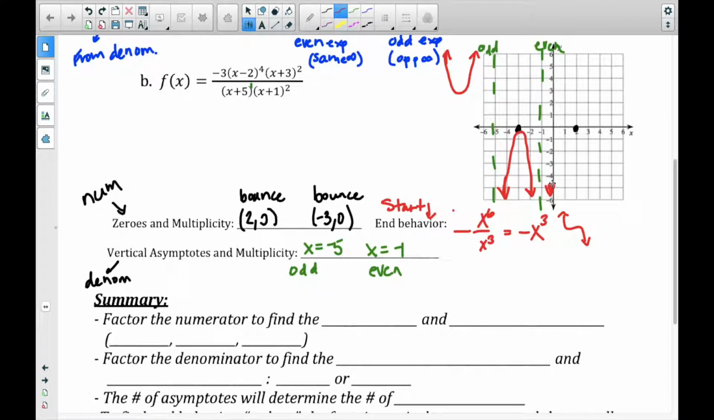Now, I need to head towards my intercept. And again, I do have one, so that's good. And at that point, I'm supposed to bounce off. So I'm going to come up here, bounce off, and come back down.